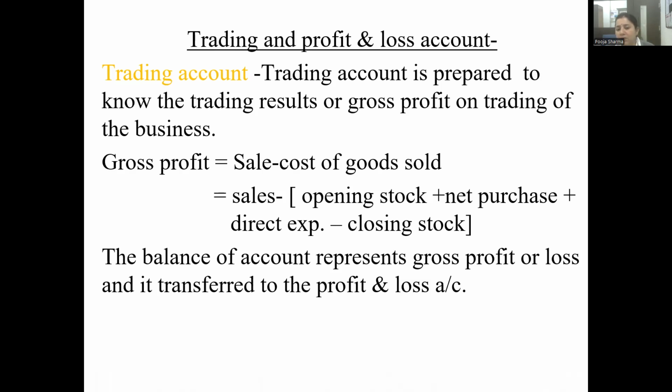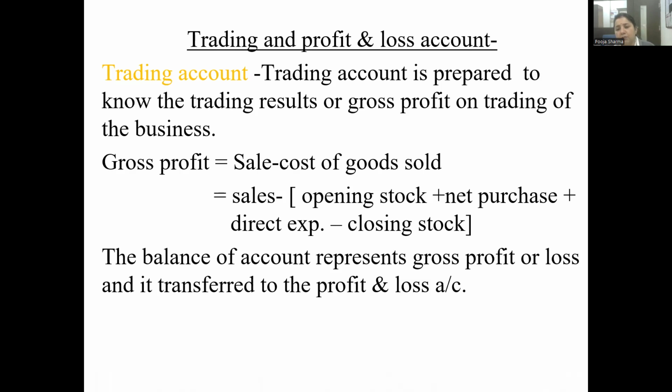Here you can see the formula for calculating the gross profit. This is not the format, but you can use it for simple calculation. You deduct the cost of goods sold from the sales, and then you have the gross profit or gross loss position of the company. For calculating the cost of goods sold, you add the opening stock to the net purchases and the direct expenses, and you deduct the closing stock from the total amount.